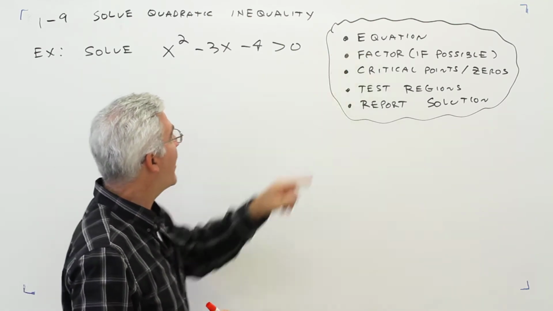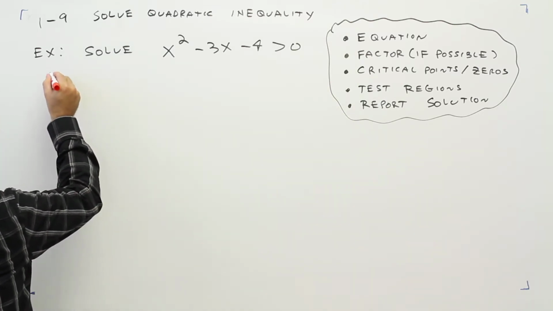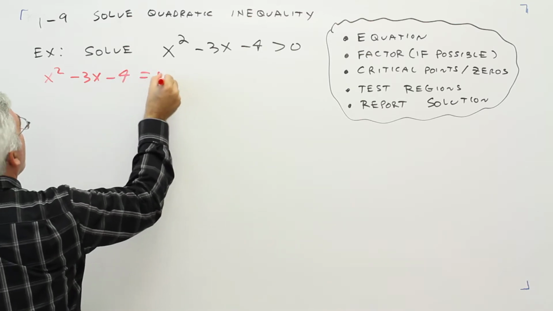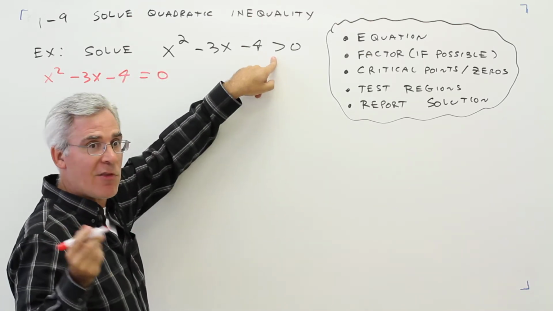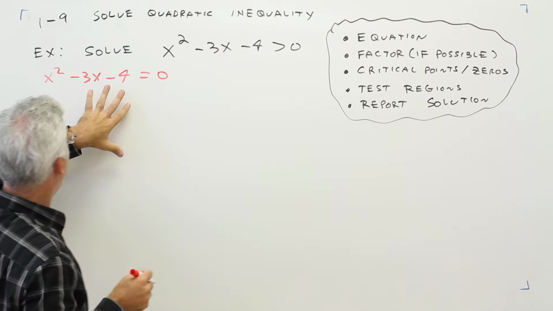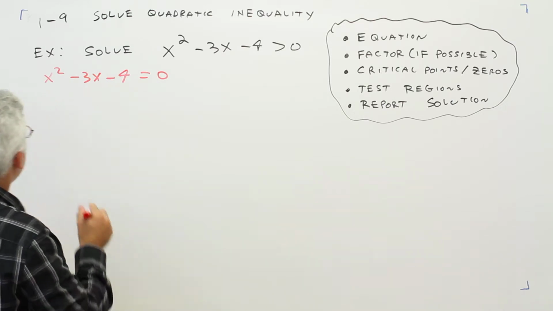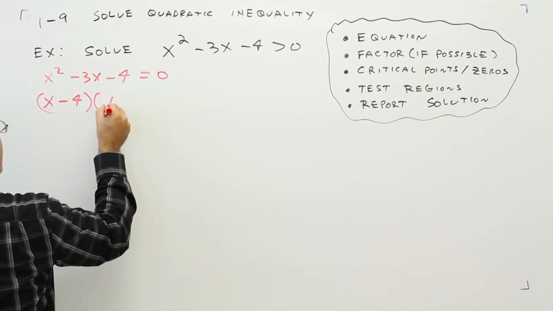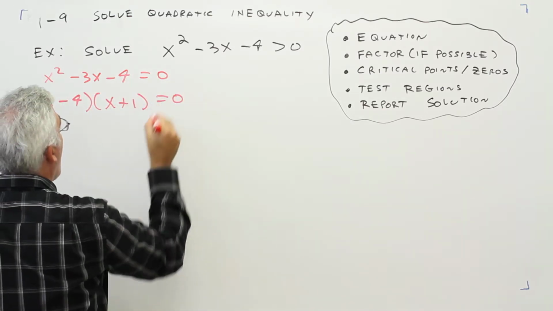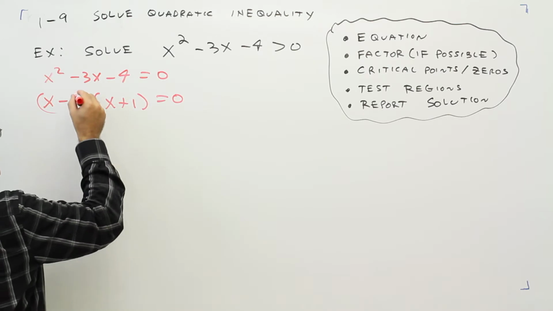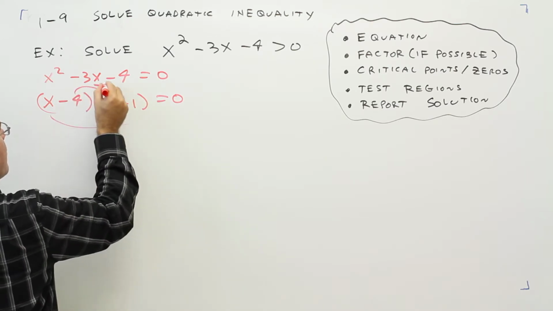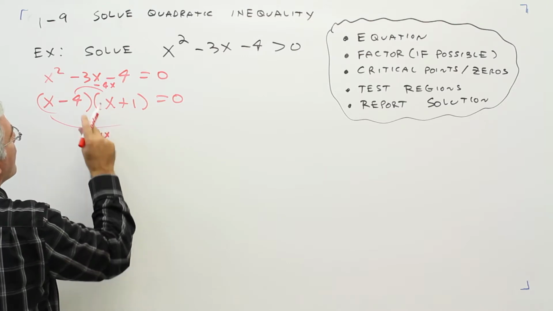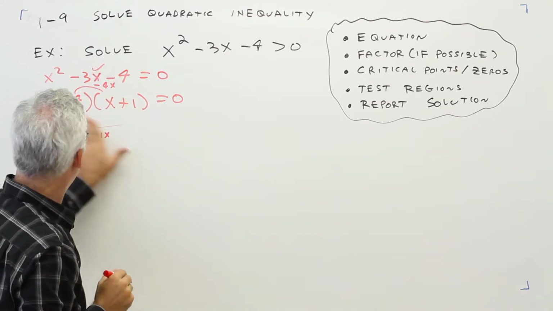So step one, make it an equation. So I'm just going to rewrite it as x squared minus 3x minus 4 equals 0. That's all I did. Then factor this equation. (x minus 4)(x plus 1) equals 0. And I usually do my OA check: minus 4x, plus 1x, minus 3x, check.